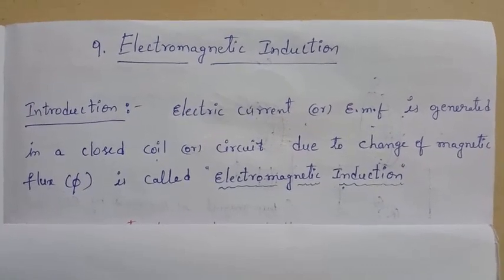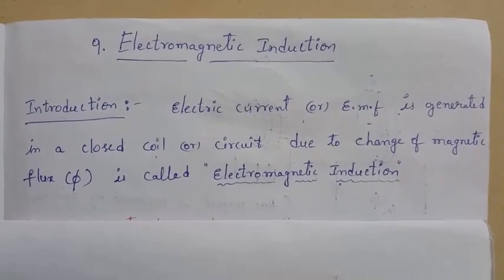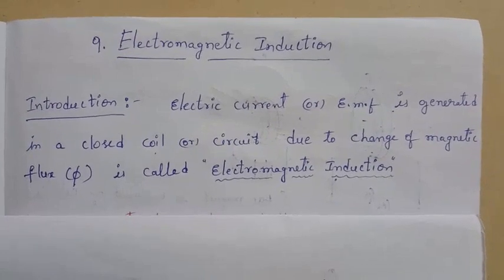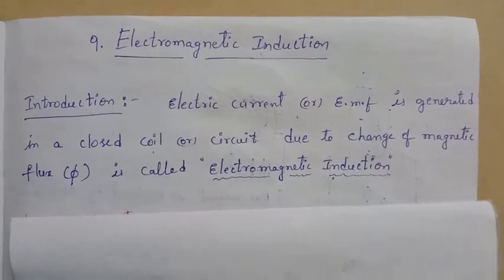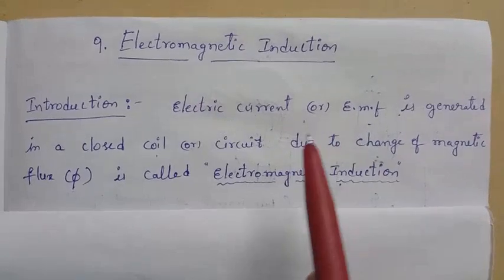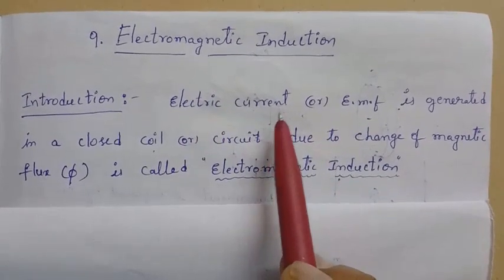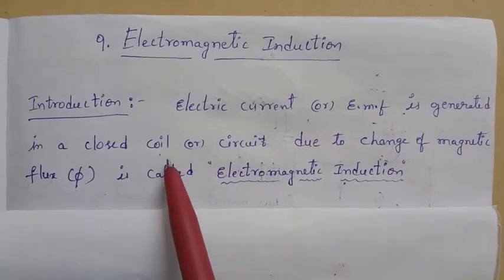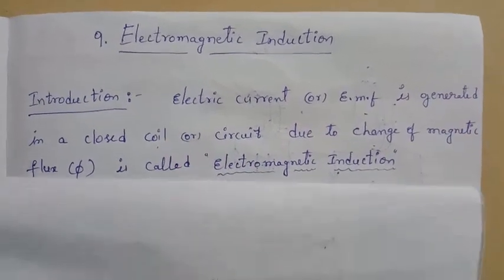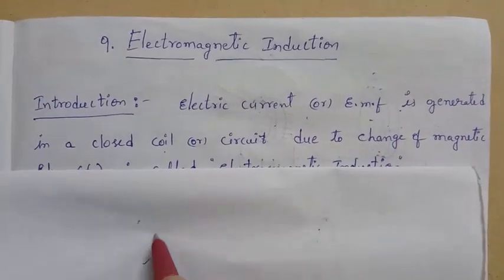Good morning, students. Our new chapter is electromagnetic induction. What is electromagnetic induction? It means electric current is generated in a closed coil. So like this, suppose it is a closed coil.